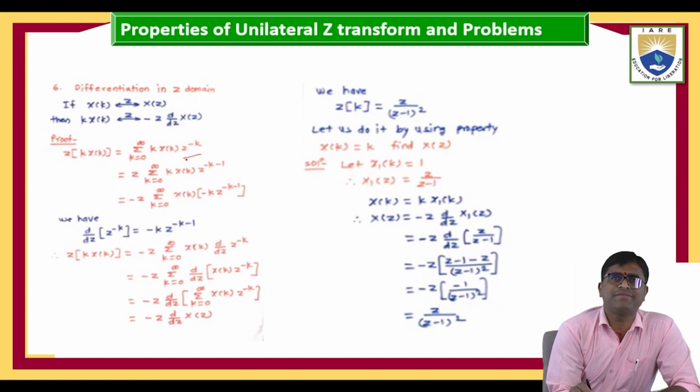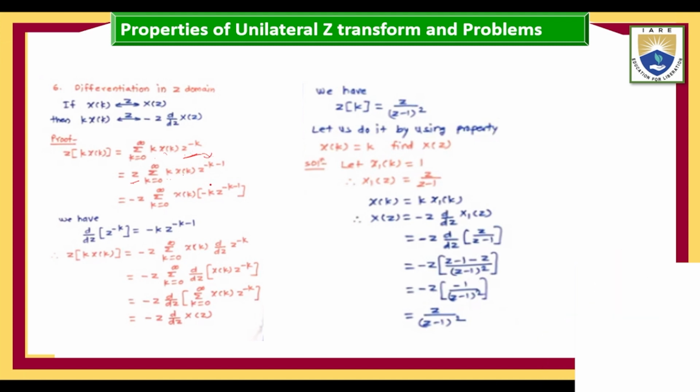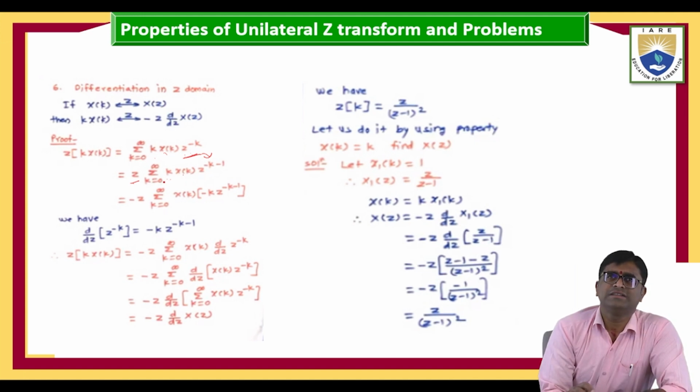This is difficult for finding the mathematical calculation. For that, I am taking z common from here. So z comes outside. Similarly, the sum from k equals 0 to infinity of k into x(k), and z power minus k comes to z power of minus k minus 1. After that, again for the mathematical calculations, I am taking the minus common from our expression.